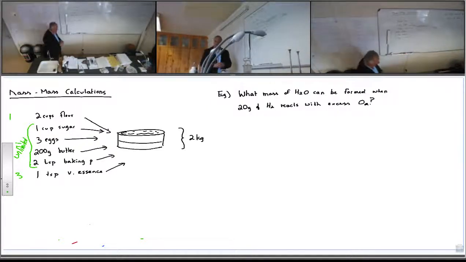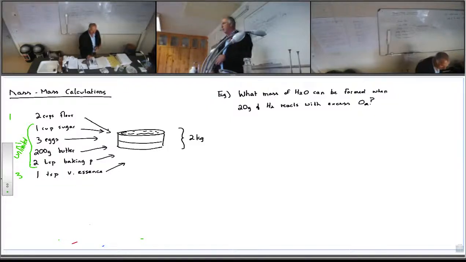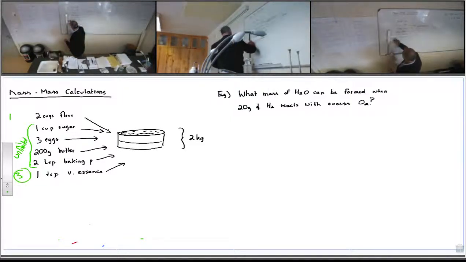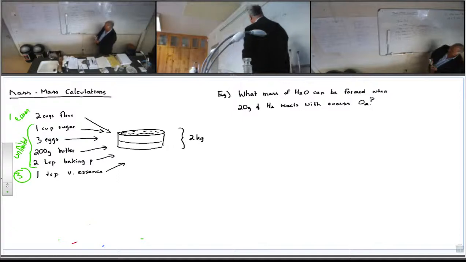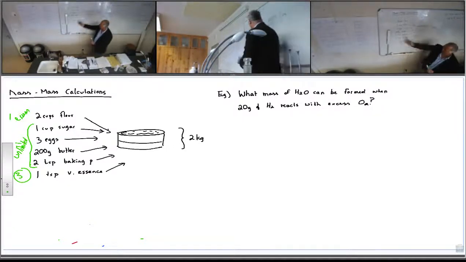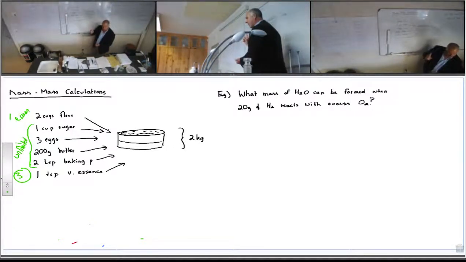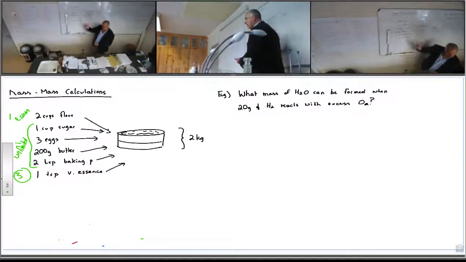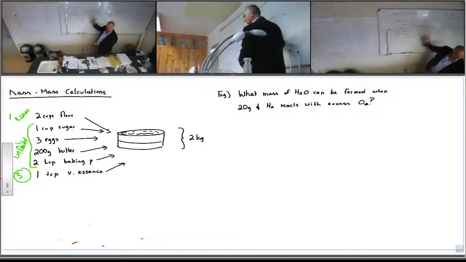If you look at it carefully, which one would you say is definitely the one that's going to run out first? Your vanilla essence is your limiting factor. So this is actually also in excess. You've got more flour than you need. Do you agree? Okay. So how many teaspoons of vanilla essence does it take for one cake? One. And if you've got 3, how many cakes would you be able to bake? 3 cakes, so what kilograms? 6 kilograms.